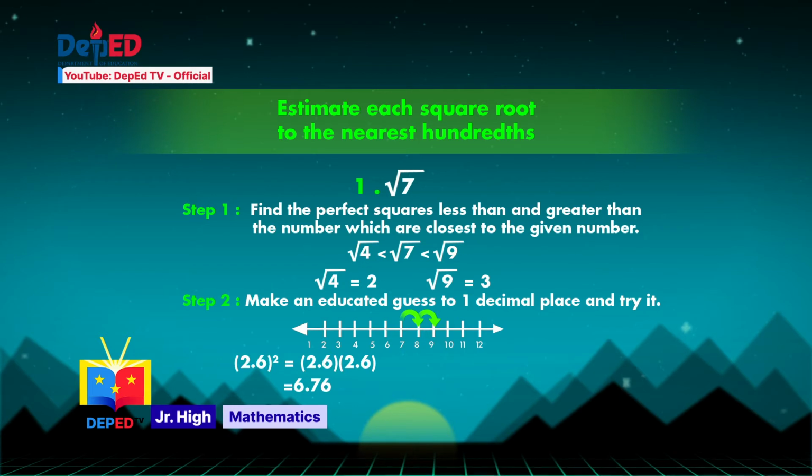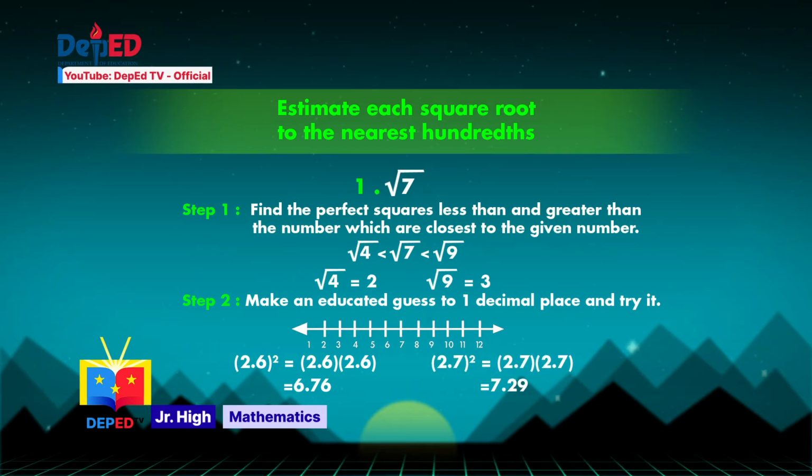Let's try 2.6. If we square this, we will multiply 2.6 by itself. That is 2.6 times 2.6, which will result to 6.76. Now, let us try 2.7. 2.7 squared is 7.29. 7 should be between 6.76 and 7.29. Therefore, the square root of 7 must be between 2.6 and 2.7.